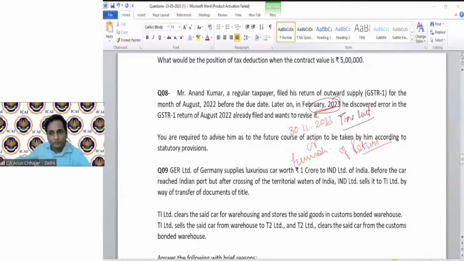Absolutely correct. So first you have to tell that you can rectify the error whenever you find the mistake, subject to the time limit. The time limit is 30th November or furnishing of the annual return, whichever is earlier. 30th November after the end of the financial year.